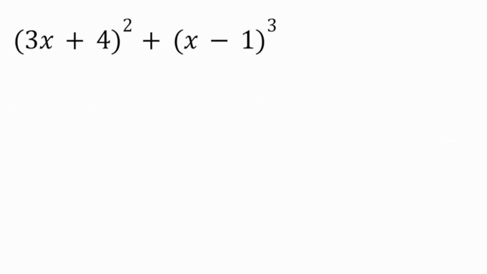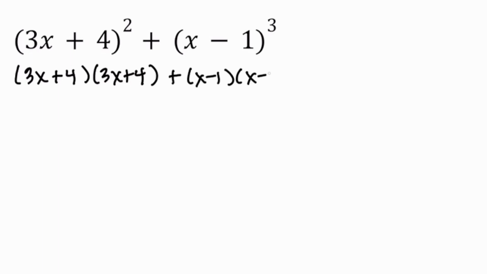Here, 3x plus 4 squared plus x minus 1 cubed. All right, I'm just going to set this up. Oh, wait, no, I just copied the problem. 3x plus 4, just write it out twice, and then the x minus 1 I'm going to write out 3 times. And then I'm just going to multiply 2 at a time, just kind of sticking to what I'm good at.